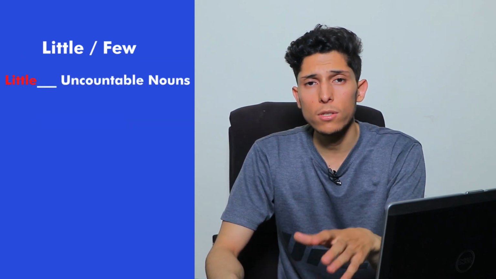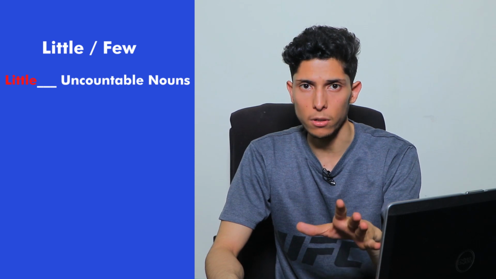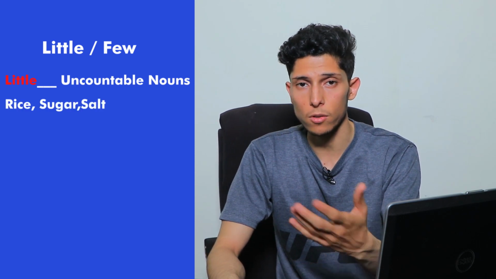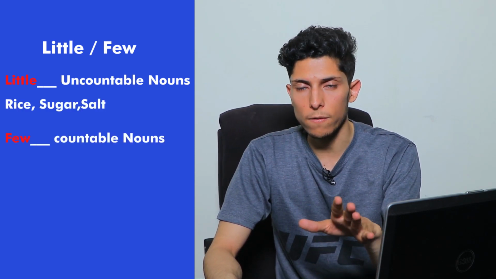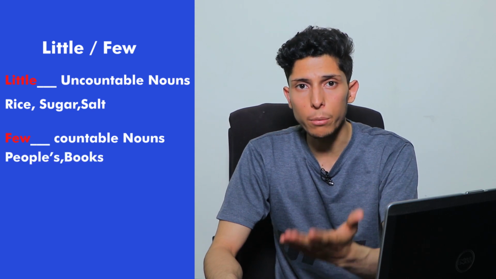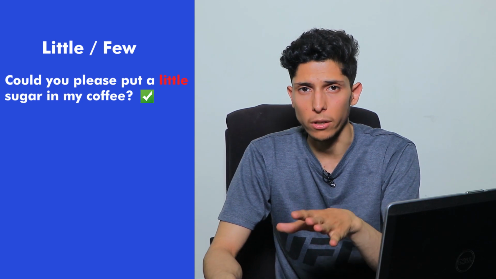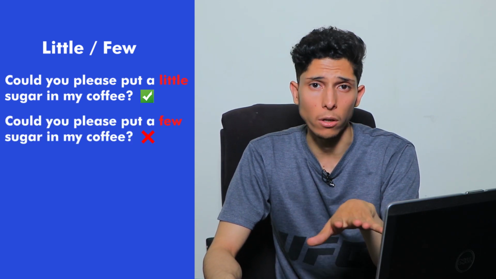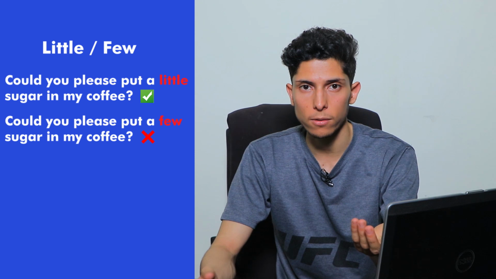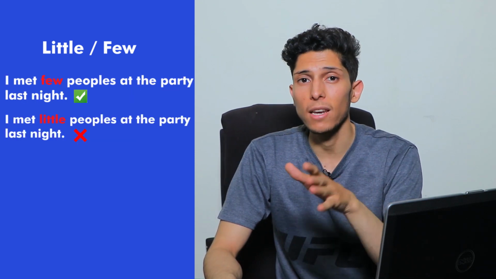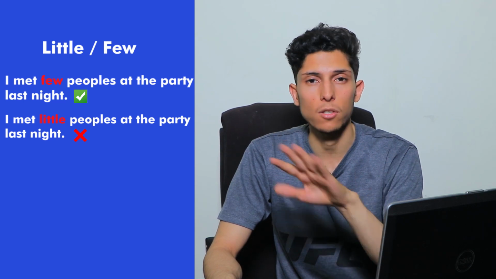The next mistake is little or few. We use little for uncountable nouns like rice, sugar, salt, and few is used for countable nouns like people, books. For example, could you please put a little sugar in my coffee? Few sugar is wrong because we can't count sugars. I met few people at the party last night. I met little people at the party last night. It is completely wrong.